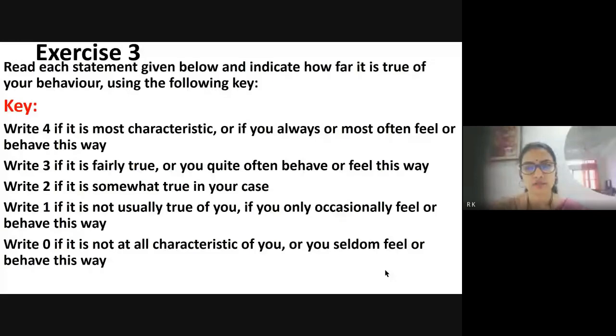So first of all, please take down the keys. Write 4 if it is mostly like you, and write 3 if it is fairly true to you, and write 2 if it is somewhat true, and write only 1 if it is not at all true to you, and write 0, no ma'am, it is not at all applicable to me. Okay, so I hope the keys are very clear. 4, 3, 2, 1, and 0. 4 is most and 0 is the least. It is not at all resembling me, madam. I seldom feel or behave this way, if you feel like. Okay, this is the key.